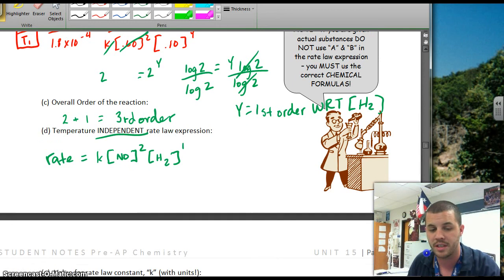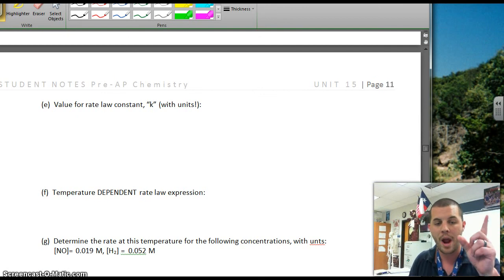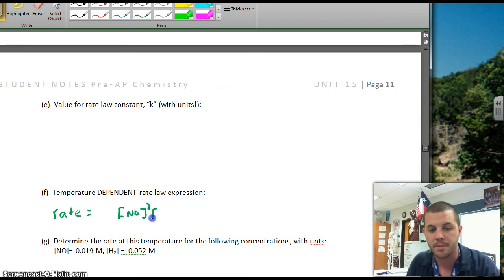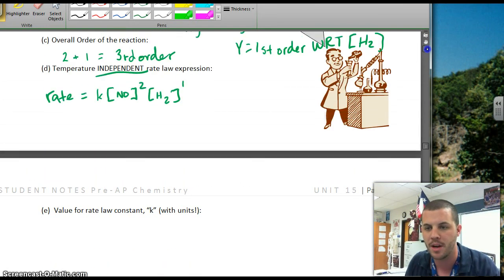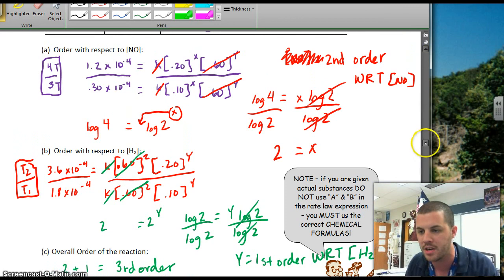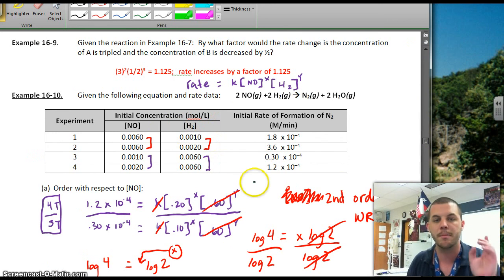Now, you're probably noticing, well, if there's a temperature-independent rate law expression, I bet there's a temperature-dependent rate law expression. It's the same exact thing, but instead of rate equals K times the concentration of NO squared times the concentration of H2 to the 1, now we have to solve for K. How do I solve for K? Guess what I'm going to do? I'm going to come back up here, and I'm going to find one trial that I can use, and plug everything into my temperature-independent rate law expression. So let's use this last one.